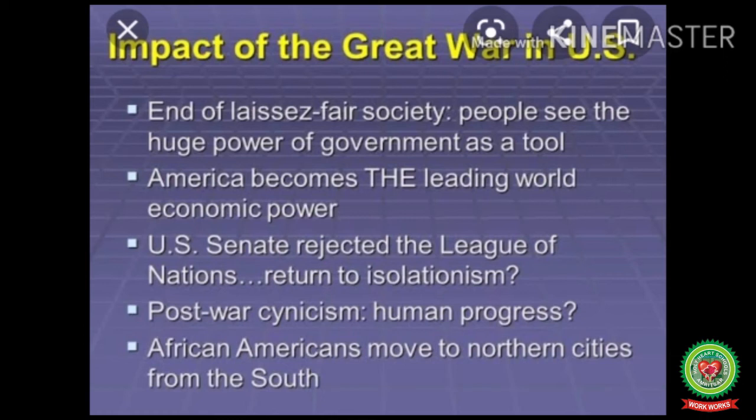America became the leading world economic power because in the initial years of the war, American bankers and industrialists had given money to the European countries as loans. The US Senate rejected the League of Nations and returned to Monroe's policy of isolationism. So this also became a reason for the Second World War. Human progress was hindered due to the economic crisis in the war.